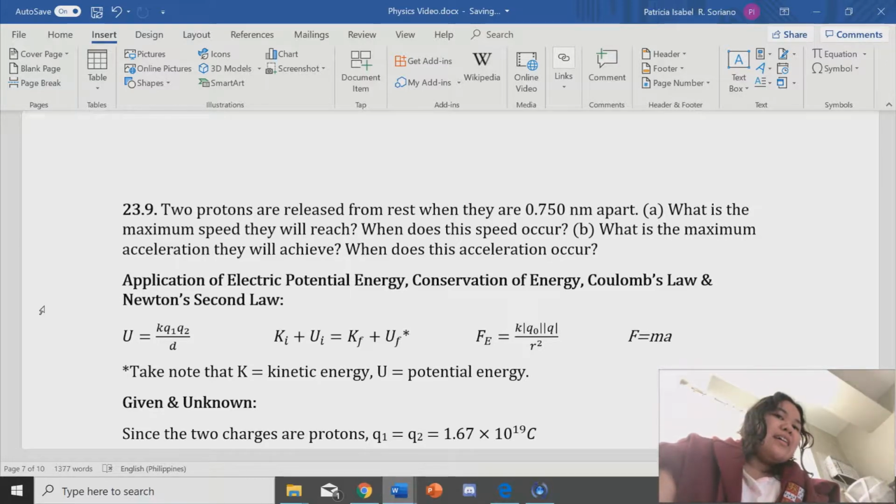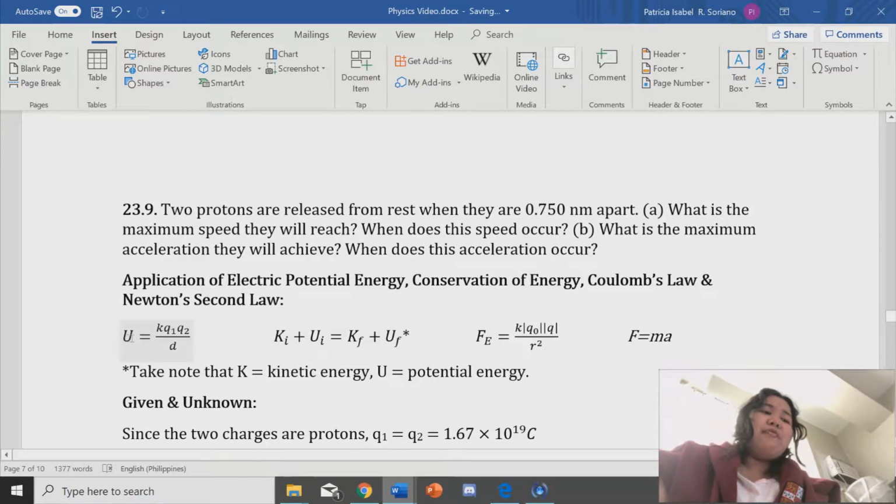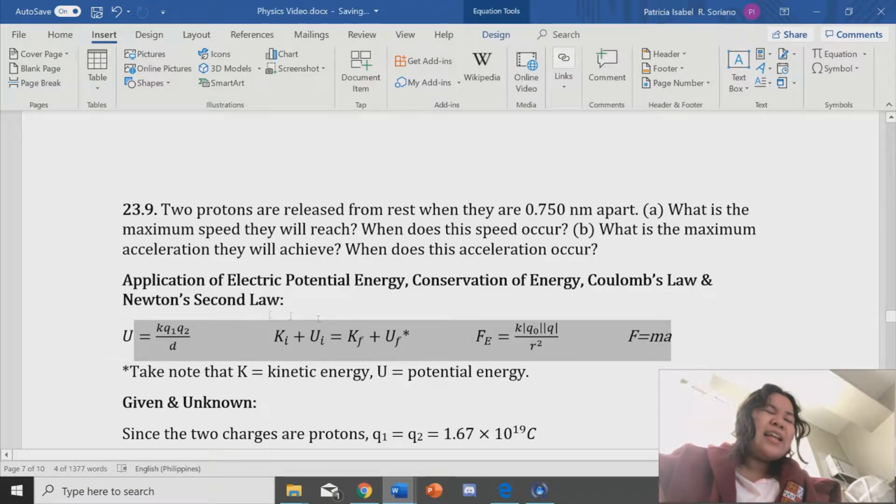There are four formulas that we need to use for this problem. That's quite a lot. I think that's the most we've used in the past videos. Here are all of them. These are the electric potential energy formulas. This is the conservation of energy formula. This is the Coulomb's law formula, if you guys are familiar with that. And Newton's second law, F is equal to ma.